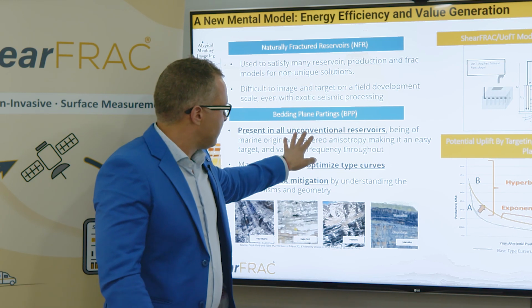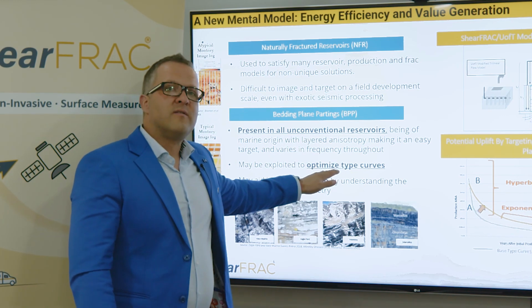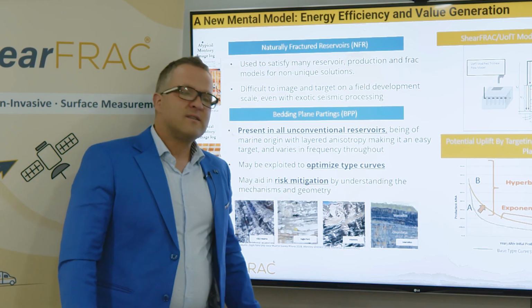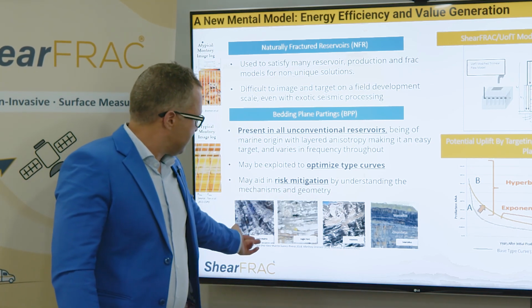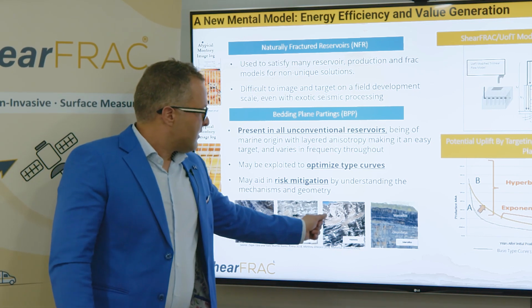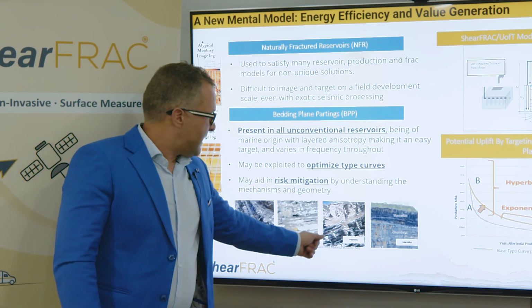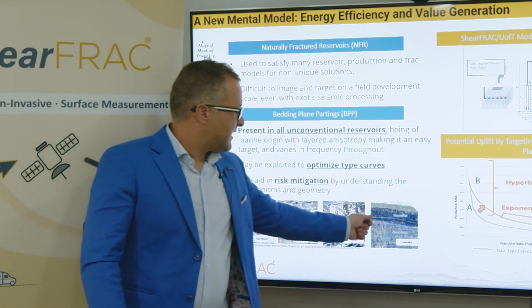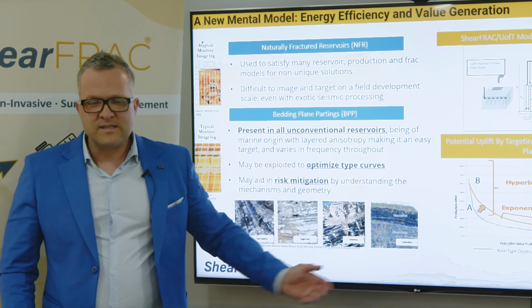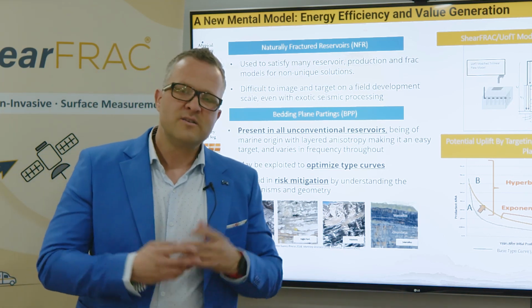It exists in all. Can we optimize our type curve if we do understand the trilinear flow model, and can we mitigate risks? And here's an example underneath of the Vaca Muerta in Argentina, the Eagleford in the lower 48, the Montney here in Canada, and the Marcellus on the other side of the lower 48. All of these, anyone can see, are layered anisotropic rock shales.